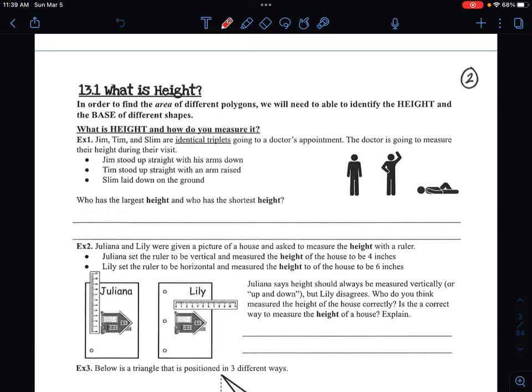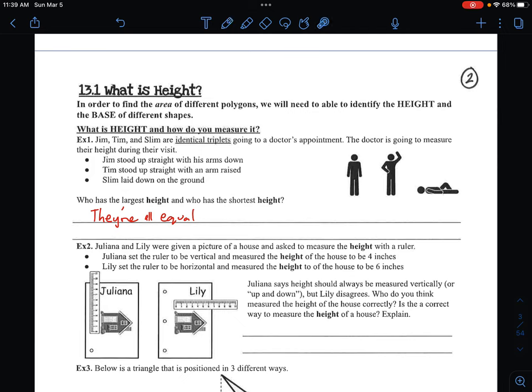Well, it should be obvious. They're the same. They're equal in their height. They're all equal. Why are they all equal? Because they're triplets.